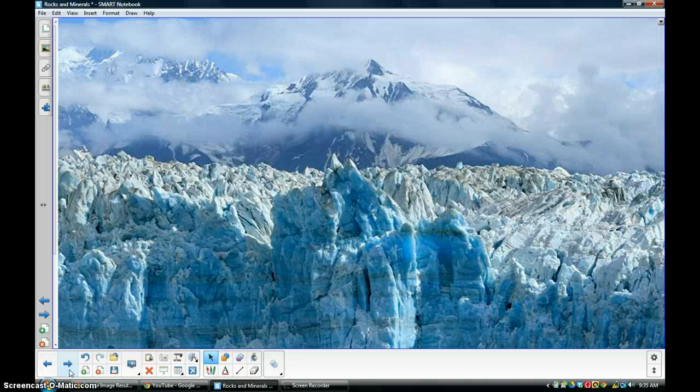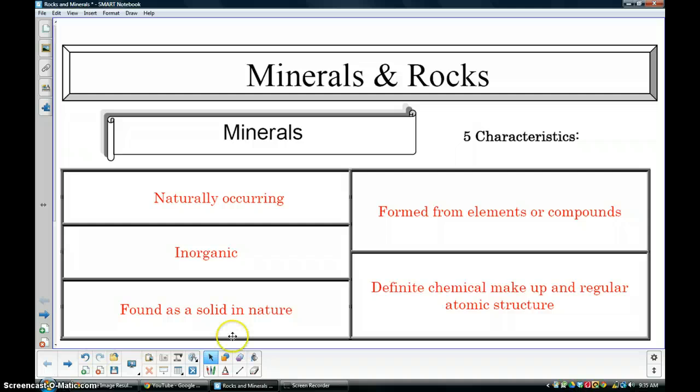Now, the difference between minerals and rocks is that minerals are just one combination of a compound, right? So the compound's the same all the time. Rocks are made out of a variety of minerals. So rocks are made up of minerals. Minerals are the building blocks of these rocks. And so you can get many different combinations of minerals to make up rocks. But minerals are defined by themselves as just single elements or compounds.